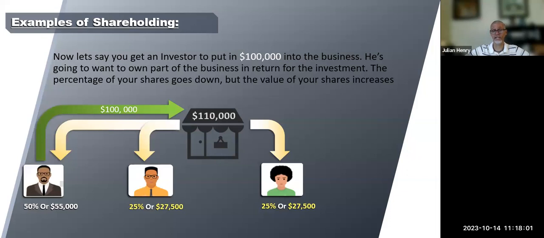And if you agree to that, your share of the profits, where previously you had a 50% share of a $10,000 business, you wouldn't get much profit from that. But now as a 25% shareholder of a $110,000 business, potentially you have a lot more profit that you can get. And that's why you may decide to accept an investor.